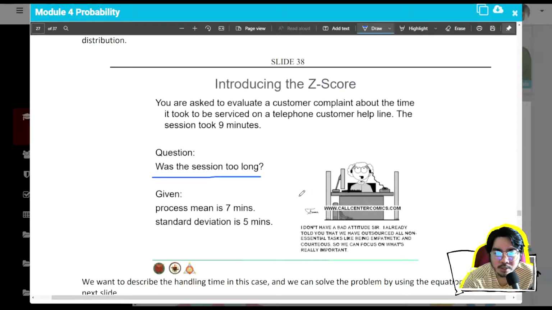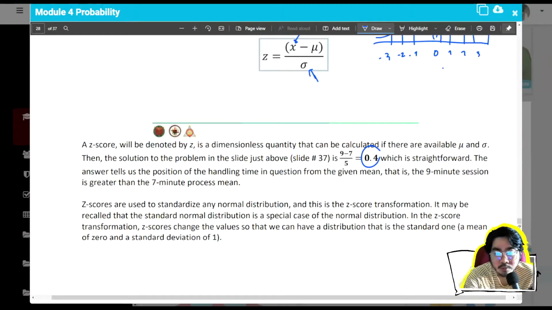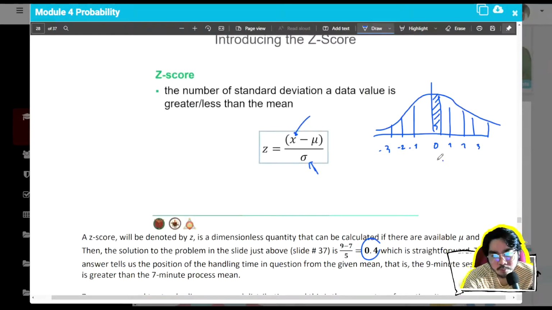If this procedure, this operation, is normally distributed, then you can look at the process mean and the standard deviation. So from 9 minutes, and if the mean is 7 minutes, if you Z transform this, Z is equal to 9 minus 7 over 5, which I think is what was calculated here. 9 minus 7 over 5 gives you 0.4. Therefore, it's only 0.4 standard deviations away from the mean.